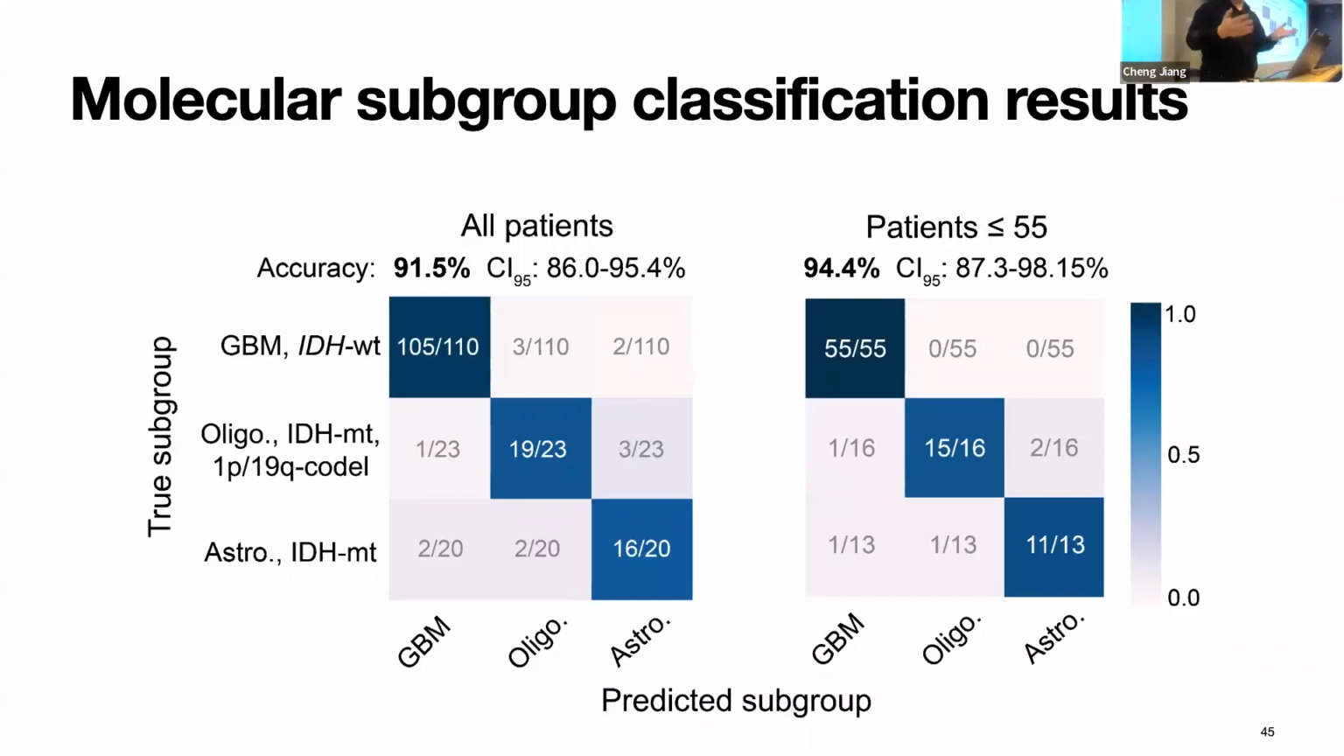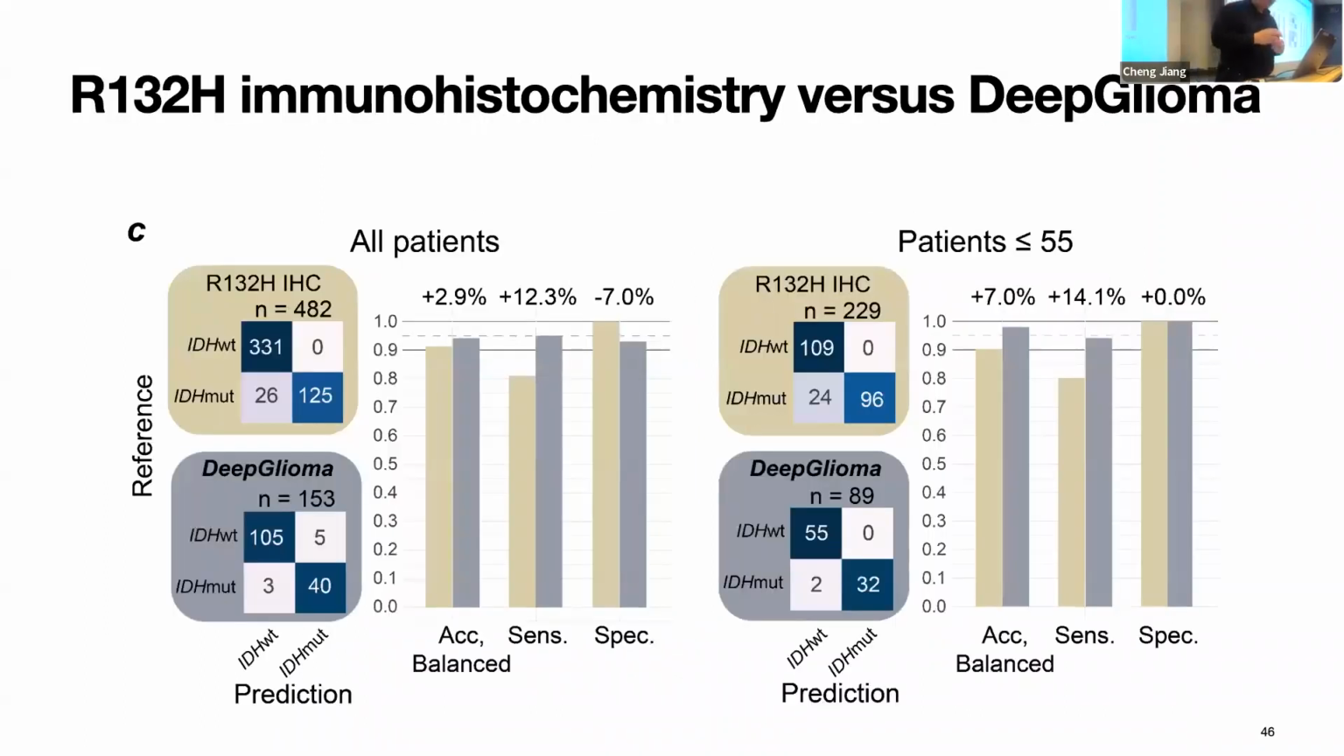So how does that compare to the existing methods to get the molecular diagnosis? One of the challenges for the current diagnosis is that the testing needs to go through immunohistochemistry, or IHC. IHC tests for a very specific mutation.